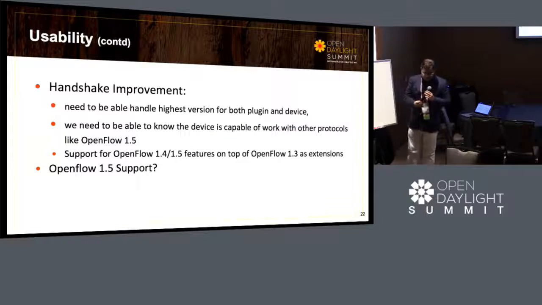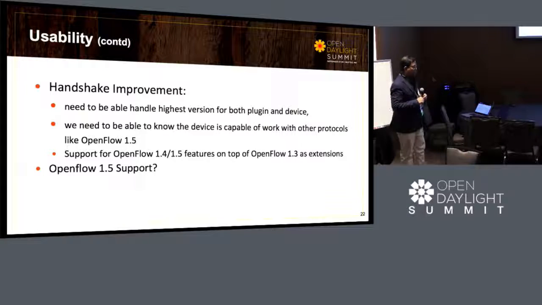And one more thing that we found out during Boron was that if we want to connect an OVS with a higher OpenFlow version like OF 1.4 to the current plugin, the handshake does not go through. So we need to ensure that the handshake, as mentioned in the OpenFlow spec, is correctly implemented in the OpenFlow plugin, so that the highest supported version is honored. So the handshake improvement is one part, and we need to be able to know what the device is capable of to work with other protocols. On the handshake improvement part, we have certain amount of work.